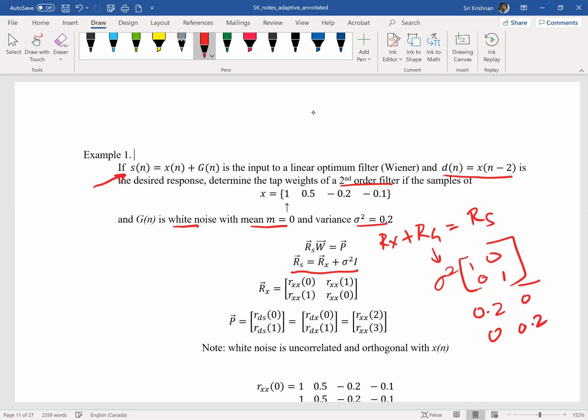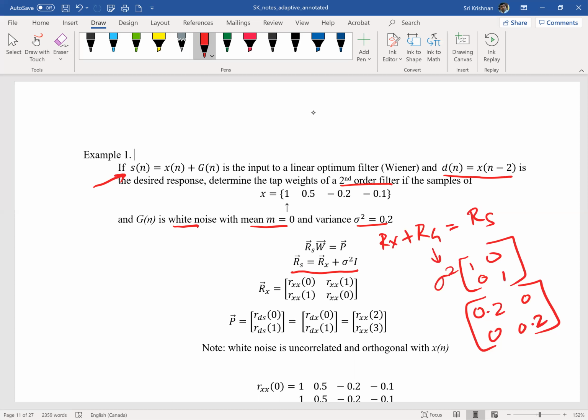So it will only have the main diagonal elements because white noise, even if you shift by one sample, becomes uncorrelated with itself. Just as autocorrelation with no lag, so signal multiplied by itself, happens to be that quantity which is also the variance. So essentially the autocorrelation of the input to the filter S is nothing but the autocorrelation of X plus the autocorrelation of white noise, and it simplifies to the variance times identity matrix.